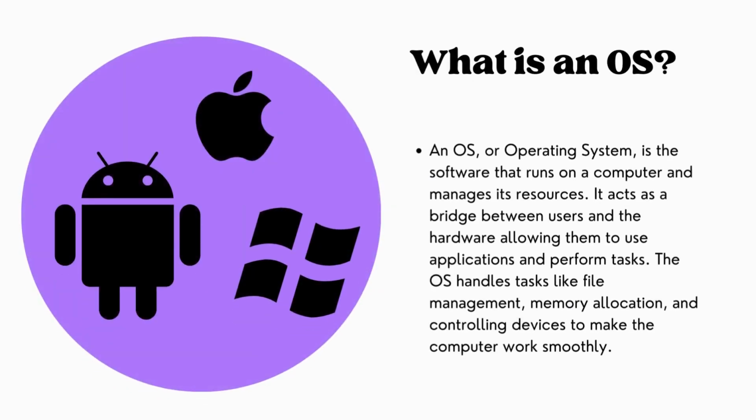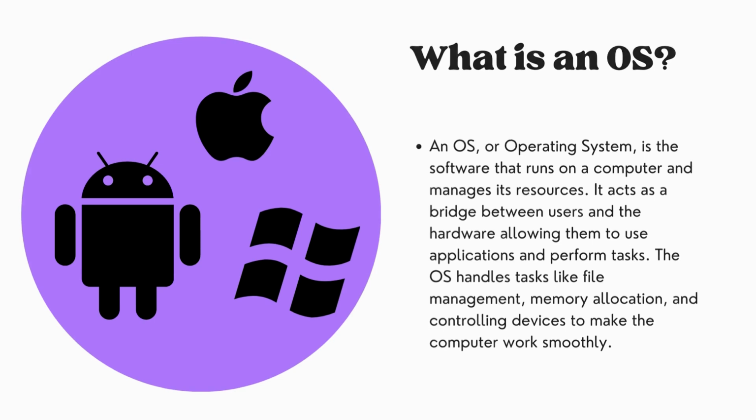What is an operating system or an OS? It's the software that runs on a computer and manages its resources. It acts as a bridge between users and the hardware, allowing them to use applications and perform tasks. The OS handles tasks like file management, memory allocation, and controlling devices to make the computer work smoothly.